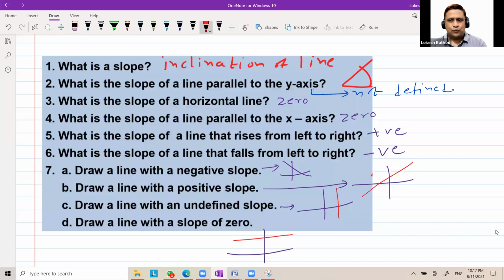So are you fine with all this discussion of slope? Anyone having any query in this? This is an important concept. Basically, as long as you study maths, this concept will be used. Anyone any doubt? Is this clear to all of you? Fine.